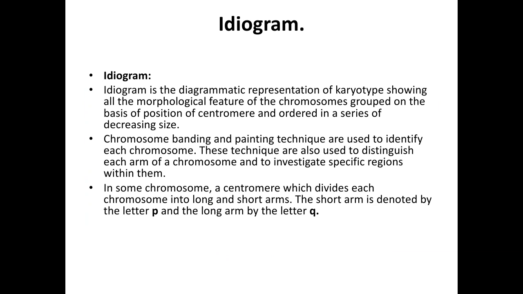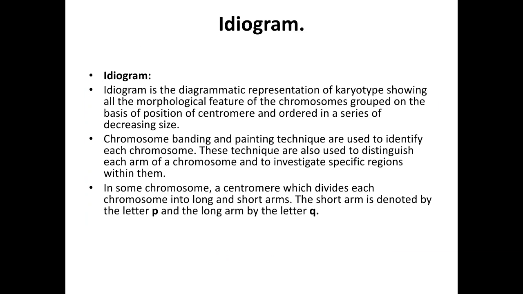Chromosome banding and painting techniques are used to identify each chromosome. These techniques are also used to distinguish each arm of the chromosome and to investigate specific regions within them. In some chromosomes, the centromere divides each chromosome into a long and a short arm.